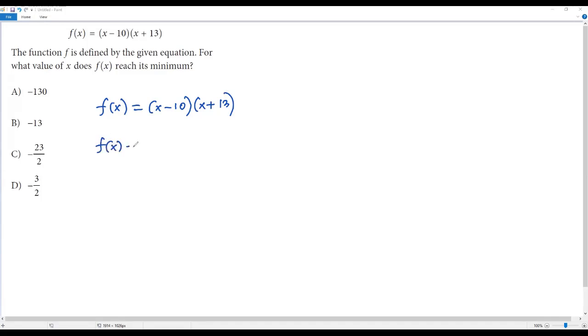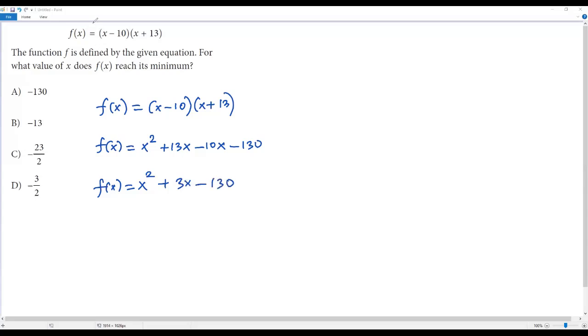Okay, to write this quadratic function in standard form, I have to multiply the two binomials over here. So we can use the FOIL method to multiply the two binomials. First, we multiply the first terms: x times x will be x². Now we multiply the outer terms: x times positive 13 will be positive 13x. Now the inner terms: negative 10 times x is negative 10x. Now the last terms: negative 10 times positive 13 is negative 130. So then I'm getting f of x equals x², and when I combine positive 13x and negative 10x, I'm getting positive 3x − 130.